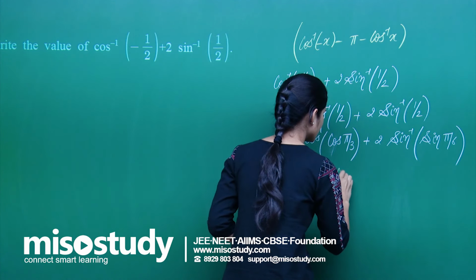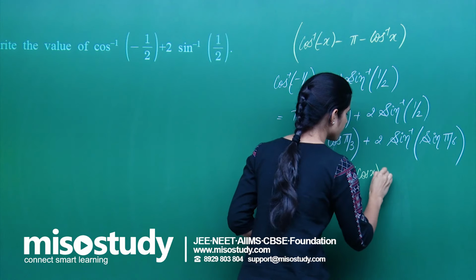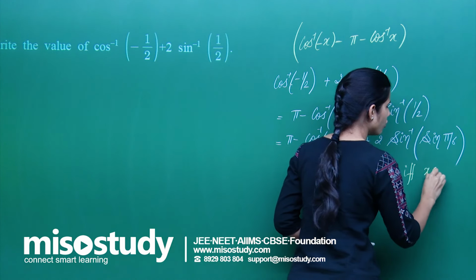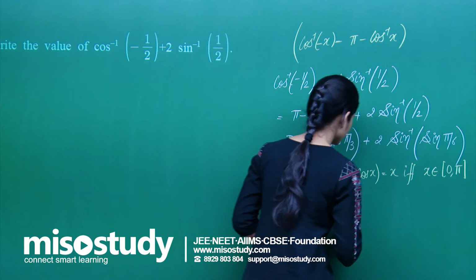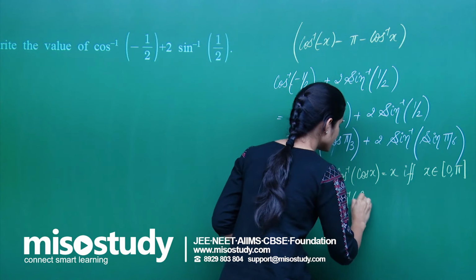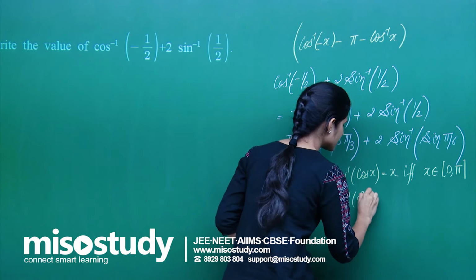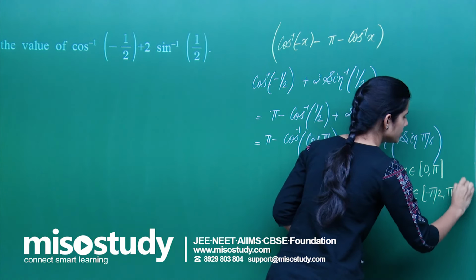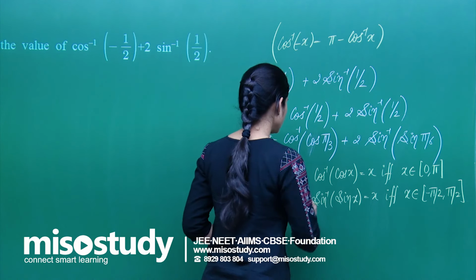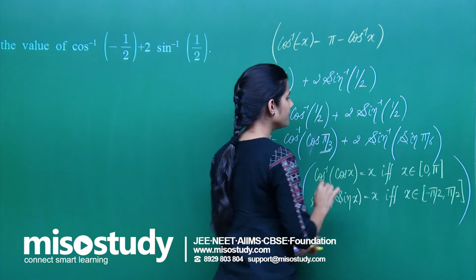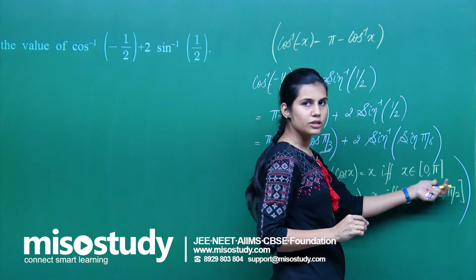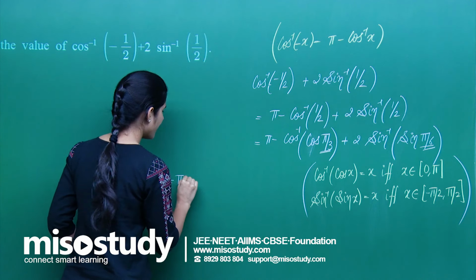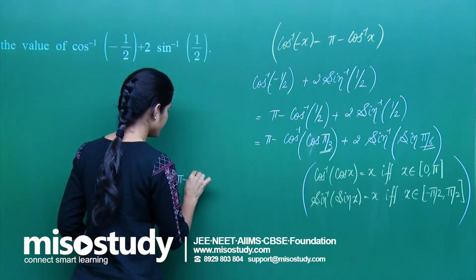Now you should know that cos inverse of cos x is x if and only if x belongs to 0 comma pi, and as I just told you, sin inverse of sin x is equal to x if and only if x belongs to minus pi by 2, pi by 2, the restricted domain for sin inverse. Using this, you can clearly see pi by 3 belongs in 0 to pi and pi by 6 belongs in minus pi by 2, pi by 2. So eventually what you are getting is pi minus pi by 3 plus twice of pi by 6.